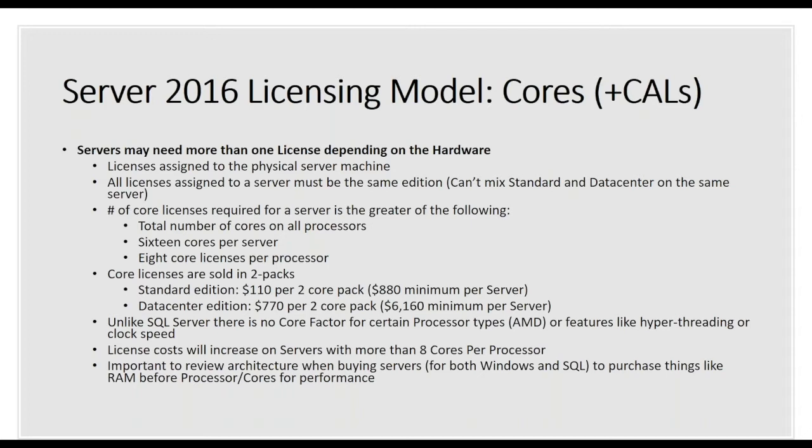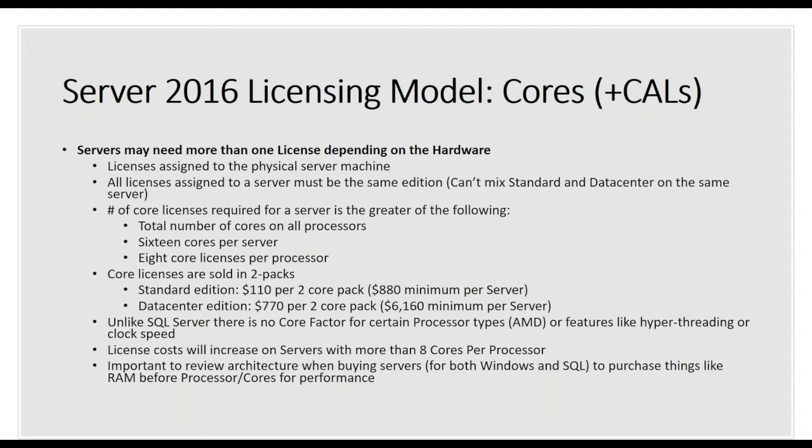The number of cores licensed for all servers is the greater of the following: the total number of cores on all processors, 16 cores per server, or 8 core licenses per processor. So again, you have to look at it and go, the total number of processors times 8. If that's greater than 16, that's what you buy. If the number of cores on a processor is less than 8, you have to use that. So a couple of little nuances there.